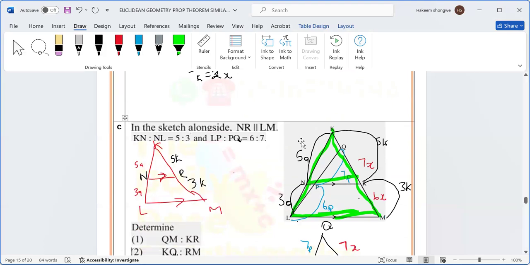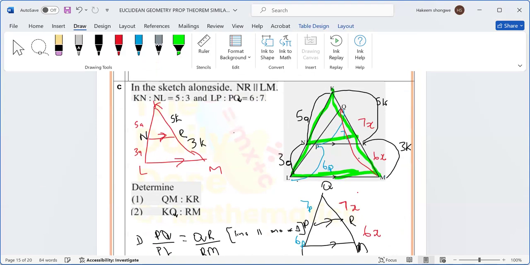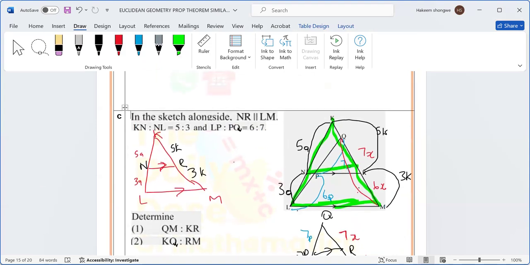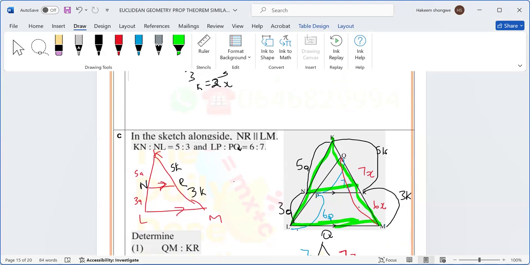Then from here, we are looking for QM. Yes, we're looking for QM. Say your screen, I can't see it. I only see 2x. Okay, now I can see it.